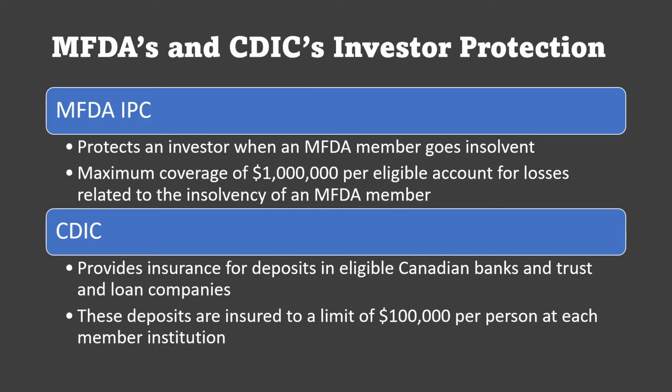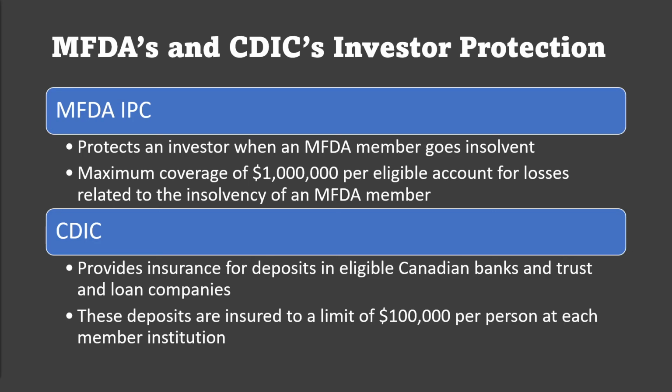If you have, let's say, $80,000 at one bank and $80,000 at another, or other financial institutions protected by CDIC, and they both go insolvent, you actually do get your full $160,000 back because it is at two different institutions.